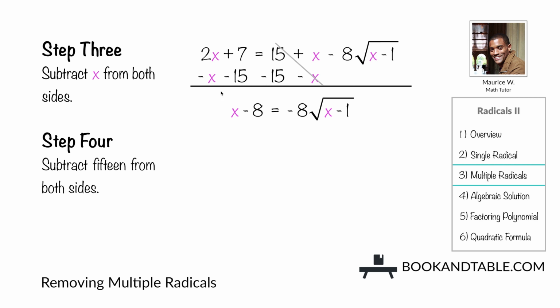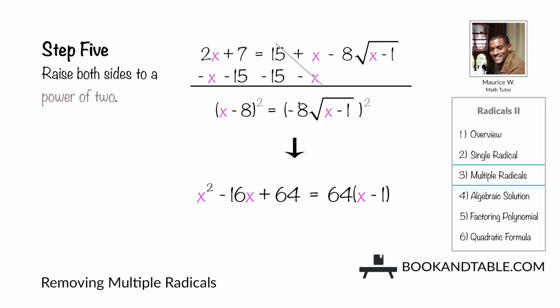2x minus x gives you x. 7 minus 15 gives you negative 8. So you're left with x minus 8 on the left side. And now on the right side, we have just the radical sign. The coefficient is fine. Now what we can do is raise both sides to a power of 2 to get rid of this radical sign.